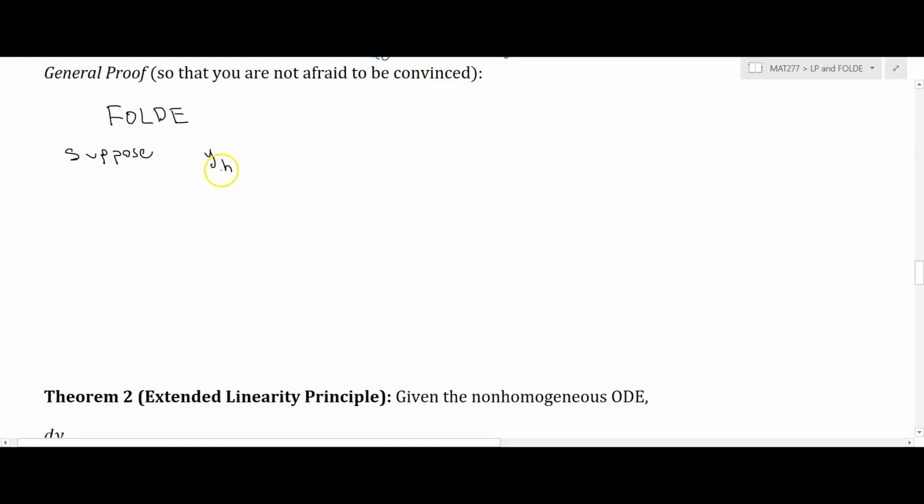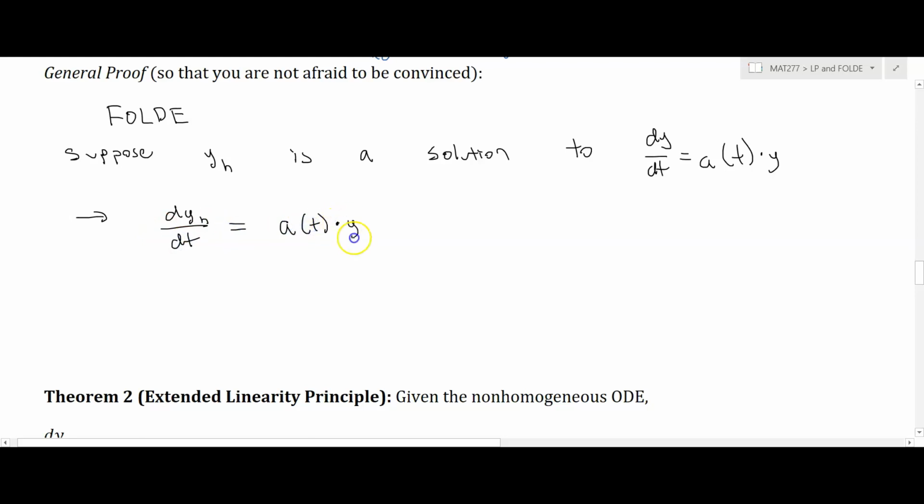So first of all, suppose y sub h is a solution to dy/dt equals a of t times y. So that's the first order linear differential equation. Notice that I have a plus 0 here. That's my homogeneous case of this equation. And so as long as this equation is homogeneous, this means that if I were to take the derivative of y sub h, that would in fact equal a of t times y sub h. So that's what that means.